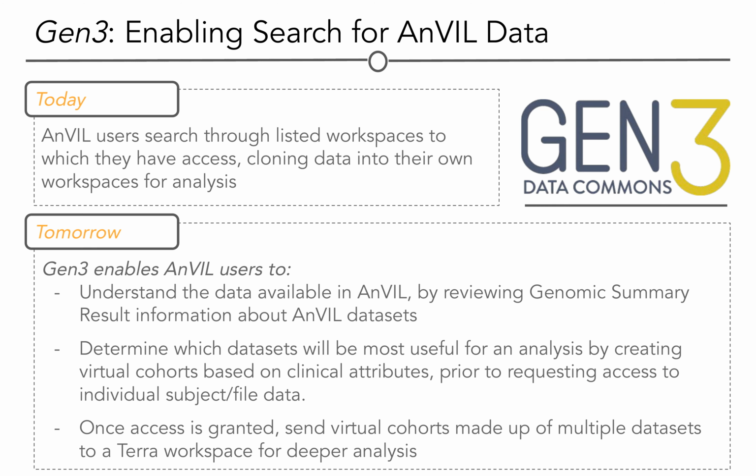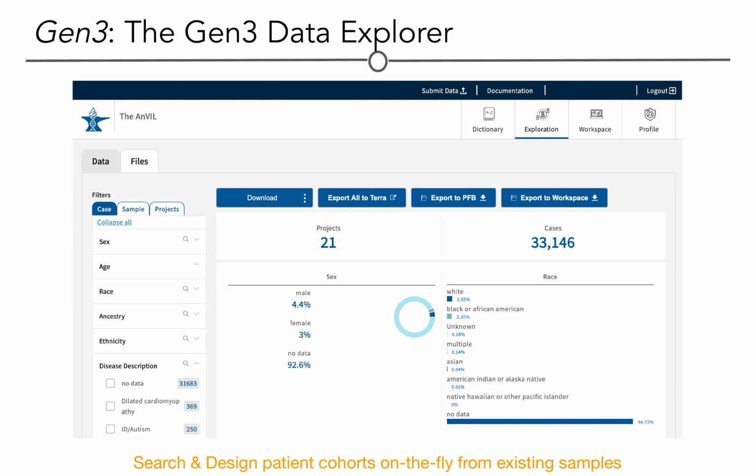Accessing data on AnVIL currently requires users to search through Terra workspaces or identify datasets through another means. An interface between Gen 3 and AnVIL continues to be developed and when ready will allow users to more easily search through hundreds of thousands of datasets to create virtual cohorts based on clinical attributes of interest. Once Gen 3 is fully integrated into AnVIL, Gen 3 will dramatically enhance data search. Shown here is an example of the Gen 3 Data Explorer where researchers can search and design patient cohorts on the fly from existing samples.